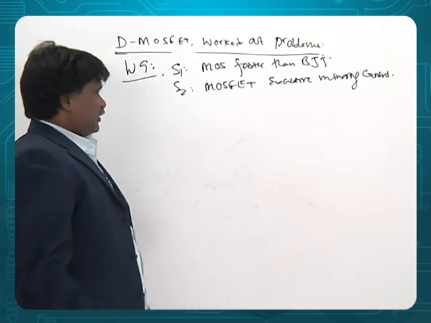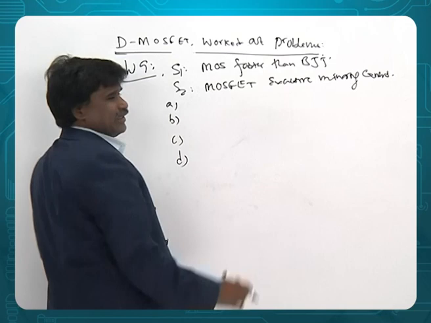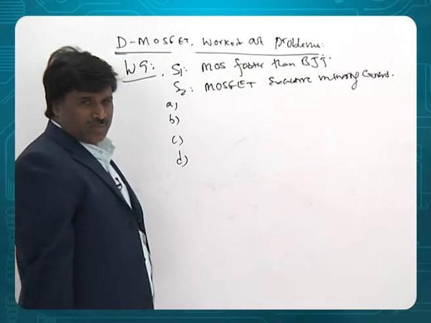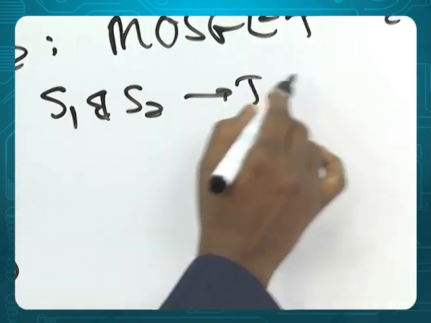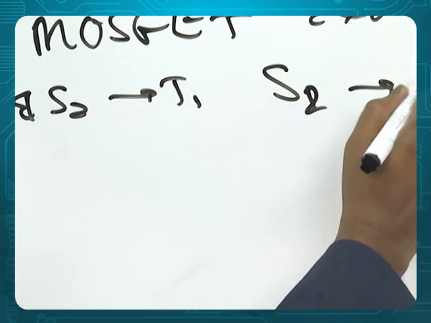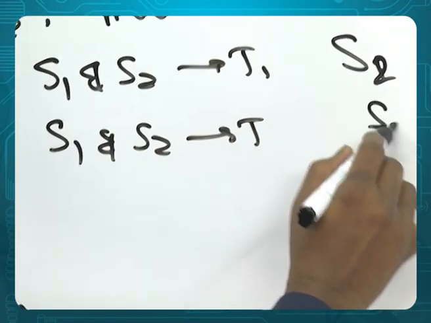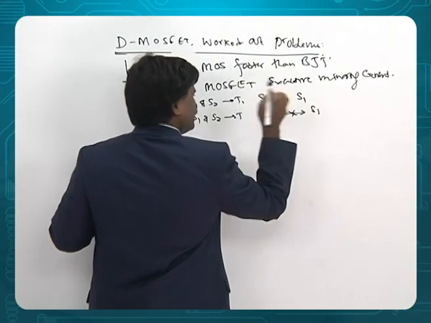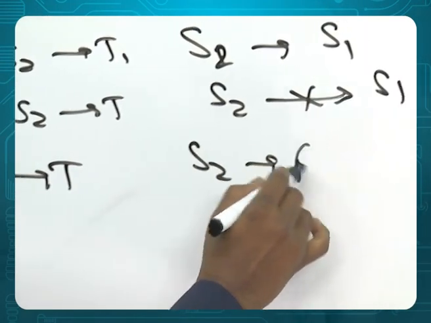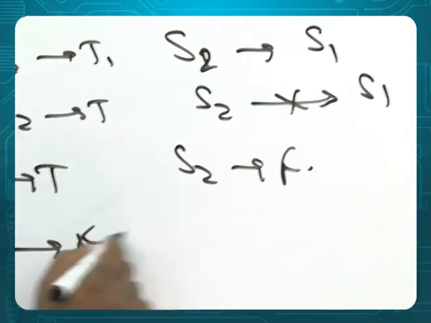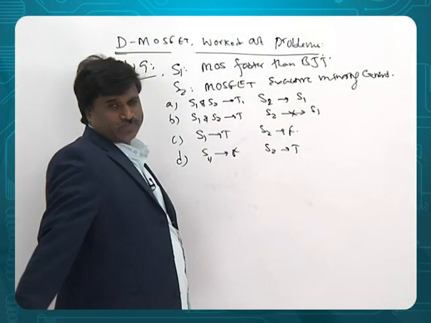Now, let us see the options he has given. I'll just give you and then discuss. First one, both are true, S1, S2 are true, and S2 is the explanation of S1. Second, S1 and S2 are true, S2 is not the explanation of S1. Third, S1 is true, S2 is false. Fourth, S1 is false, S2 is true.